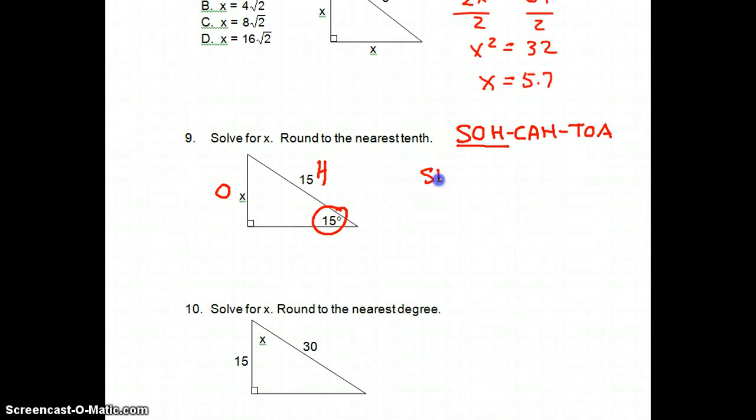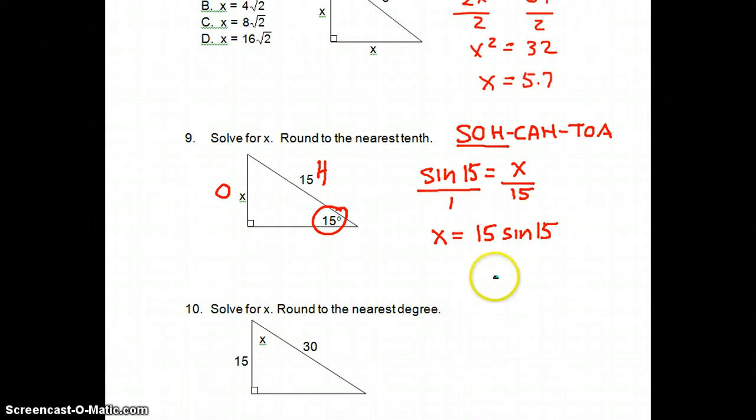So we're going to do sine of the angle is equal to the opposite, which is x, over the hypotenuse, which is 15. Cross multiply gives us x equals 15 times the sine of 15. Type 15 sine 15 in our calculator. That gives us x equals 3.9.